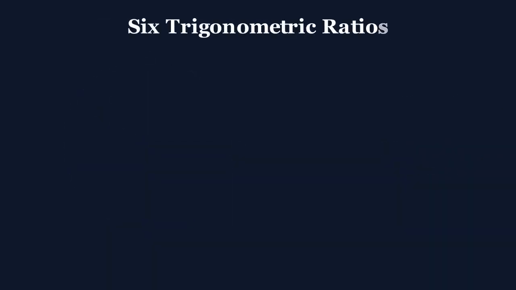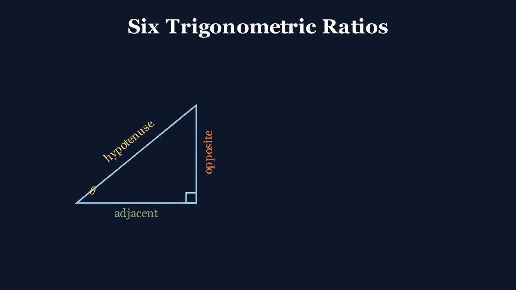On a right triangle, we remember sine, cosine, and tangent with SOHCAHTOA. Sine is opposite over hypotenuse. Cosine is adjacent over hypotenuse. Tangent is opposite over adjacent. The other 3 ratios are reciprocals. Cosecant is 1 over sine, secant is 1 over cosine, and cotangent is 1 over tangent.